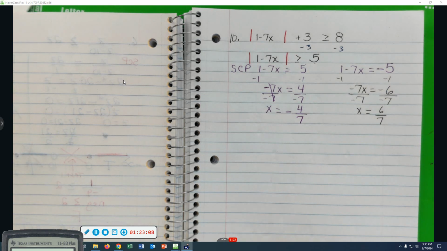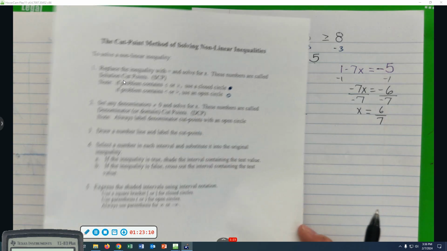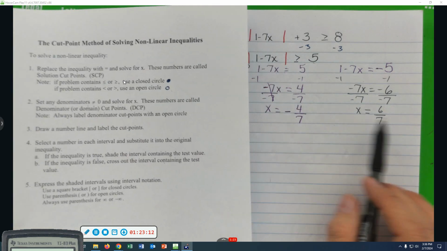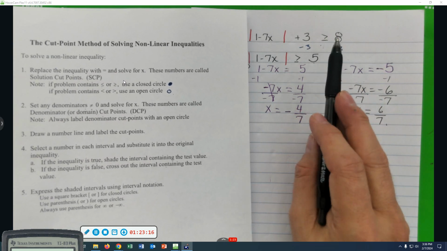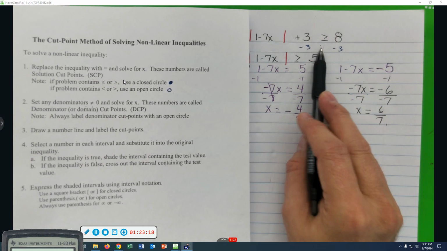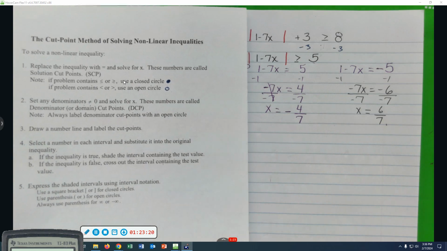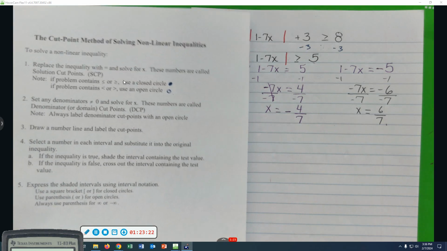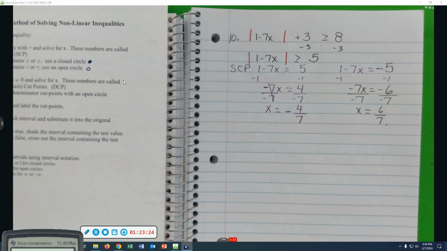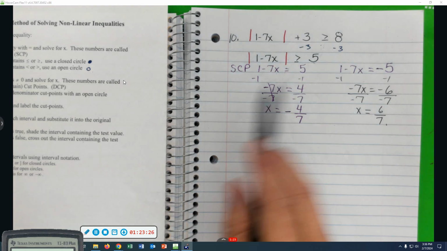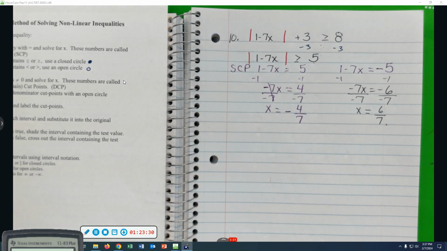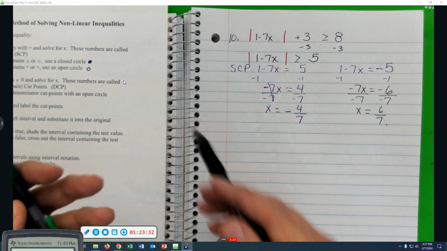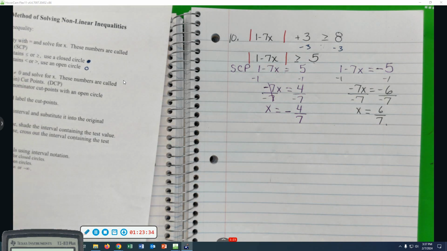We're still doing these cut points. How do we know to do that and not just stop here? If there's a less than, greater than, less than or equal to, or greater than or equal to, you don't stop there. You've got to draw the number line and test the interval. Did I have to factor anything here? No. Will it alternate? Yeah, if there's no factoring involved, it's going to alternate.